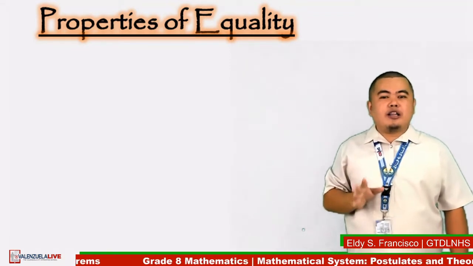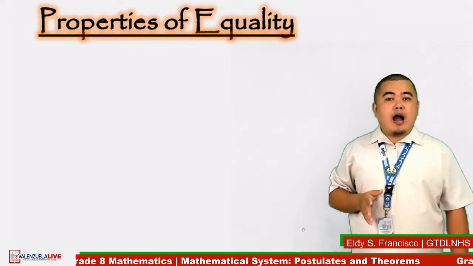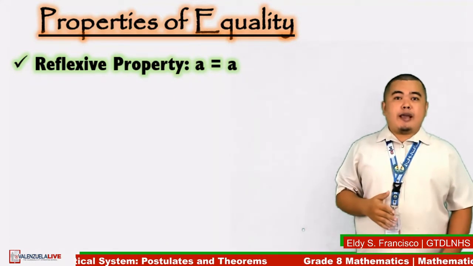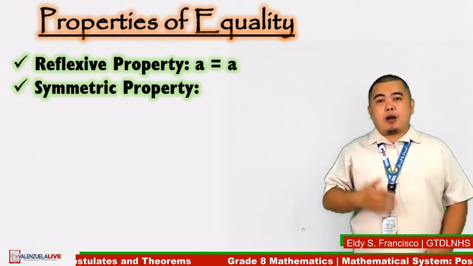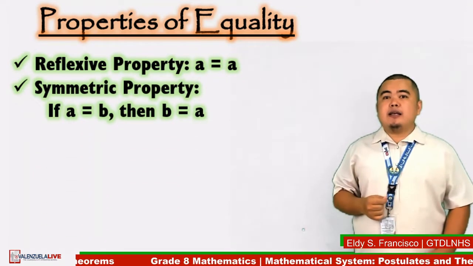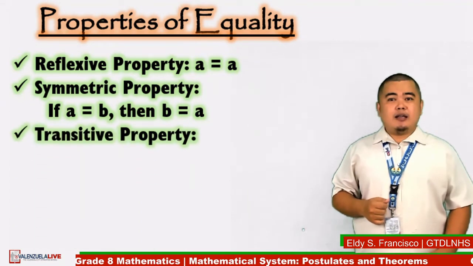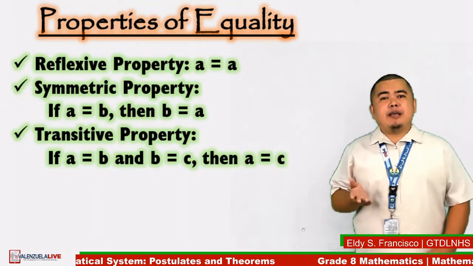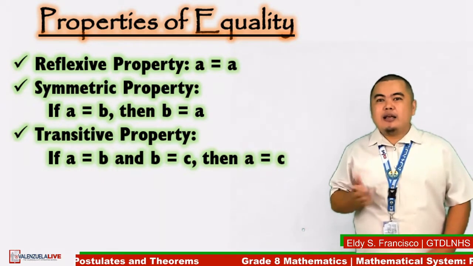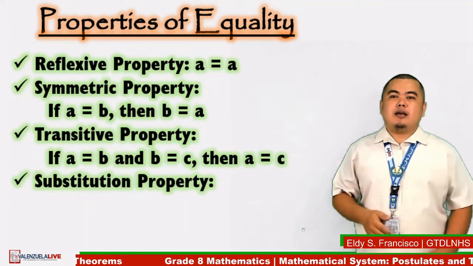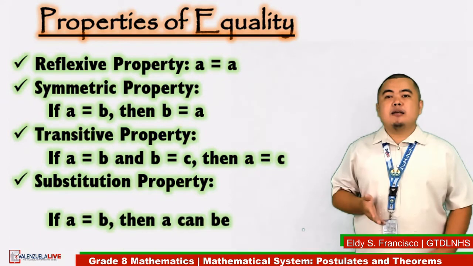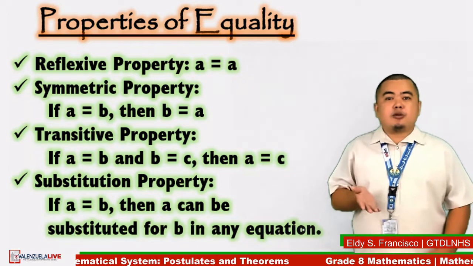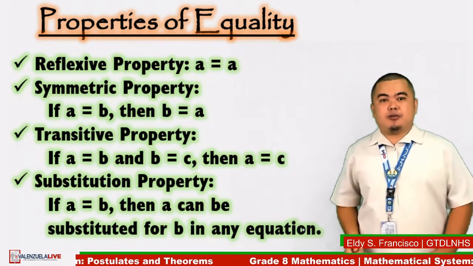So let us recall all the properties of equality. We have the reflexive property, where A is equal to A. We also have the symmetric property. If A equals B, then B equals A. And we also have the transitive property. If A equals B and B equals C, then A equals C. And we also have the substitution property, that if A is B, then A can be substituted for B in any equation.